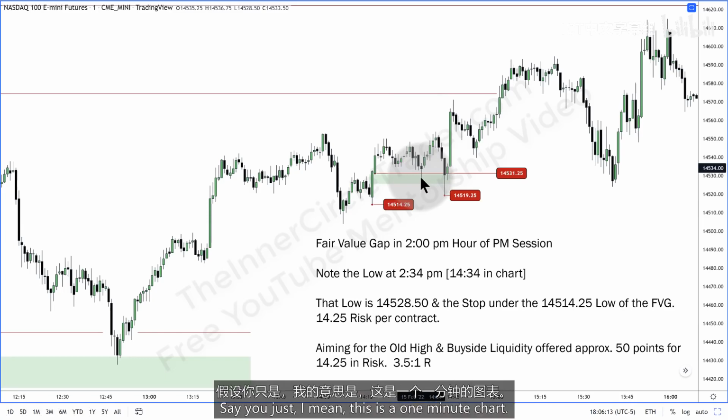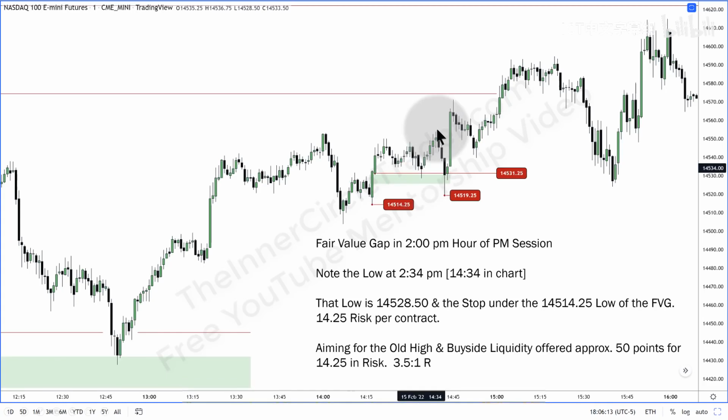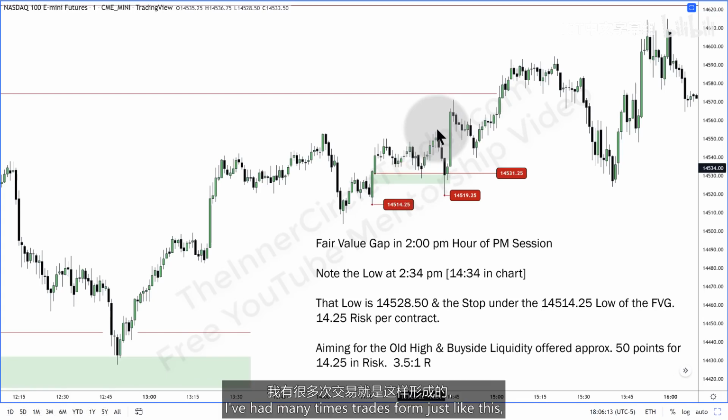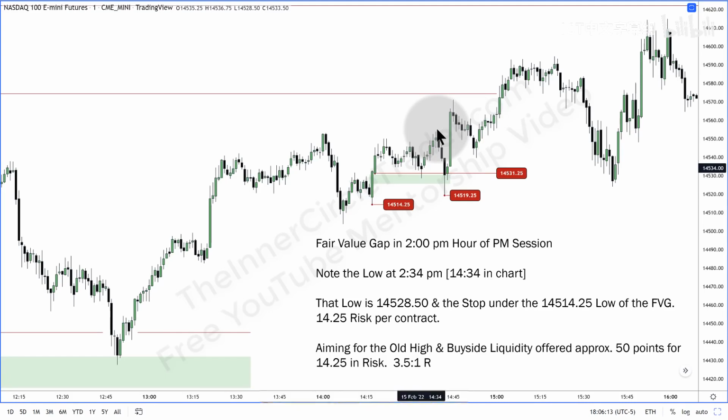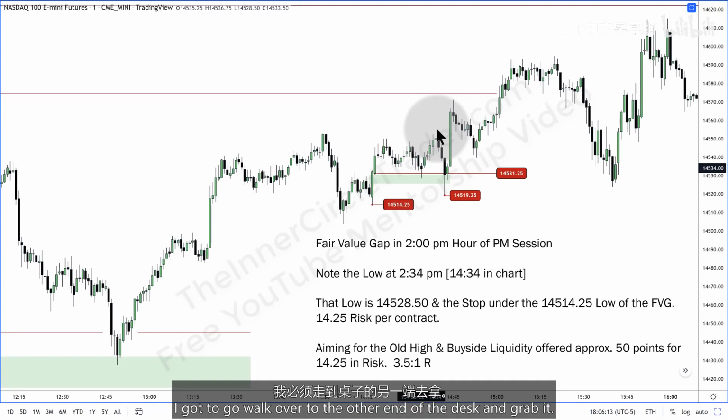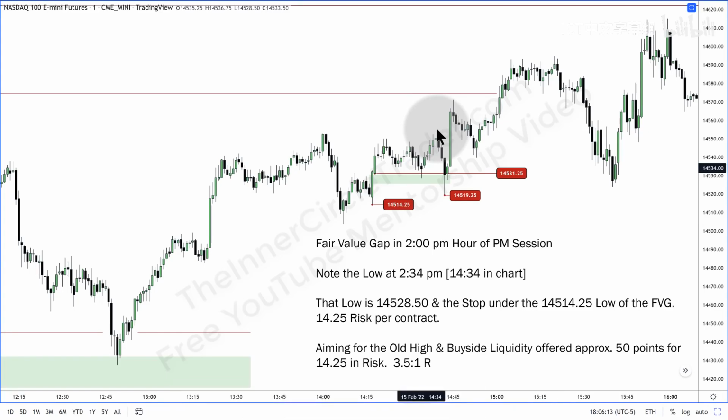But say you missed it. Say, this is a 1 minute chart, you missed it and the market starts to run off like this. But then it gives you another opportunity. I've had many times trades form just like this, where I was looking for something. I was waiting for a setup to happen. Either my cell phone's buzzing or I grab a drink. It's just outside of reach. I've got to go walk over to the other end of the desk and grab it. And then all of a sudden, here you go. I miss it. It takes off.